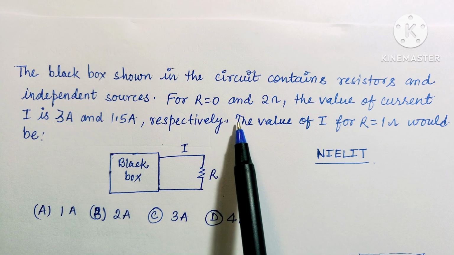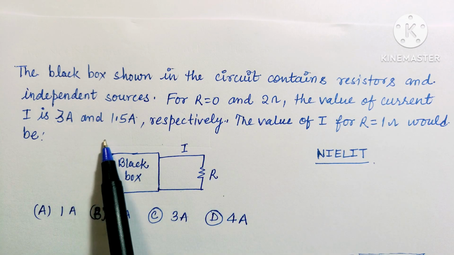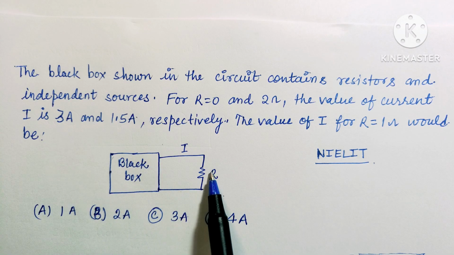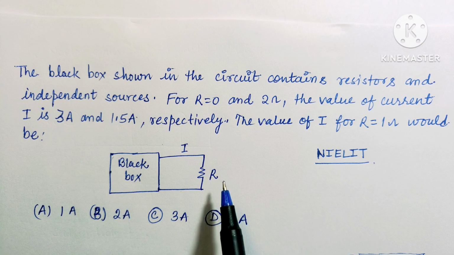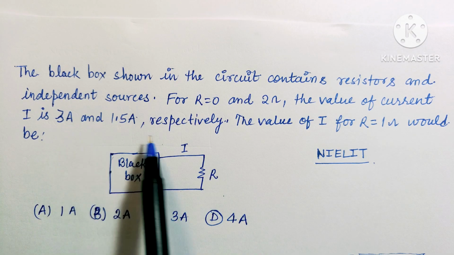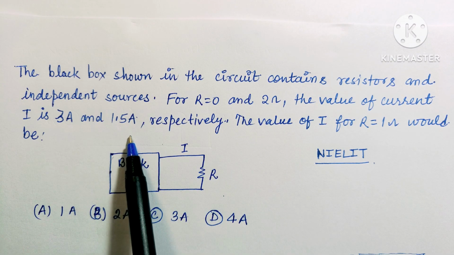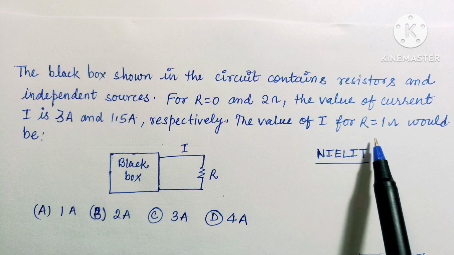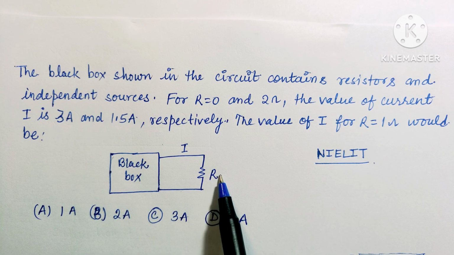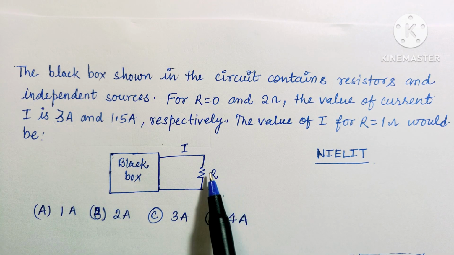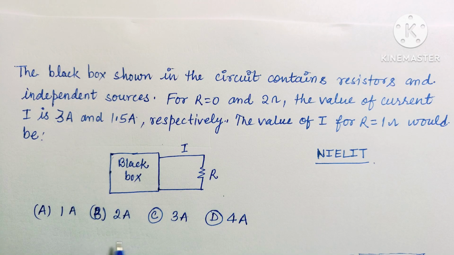For R equal to 0 and 2 ohm, the value of current I is equal to 3 ampere and 1.5 ampere. So if we put the value of R equal to 0 here, then the current value I will be 3 ampere, and if we put R equal to 2 ohm, then the current value will be 1.5 ampere. The value of I for R equal to 1 ohm would be? So in this question, for R equal to 1 ohm, the value of I has been asked. These are the options given in the question.